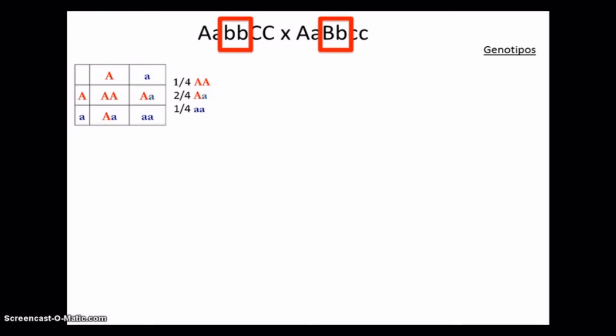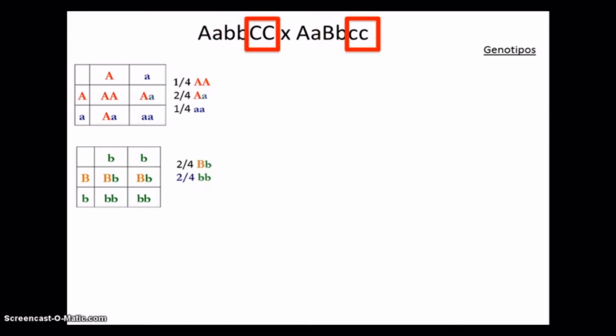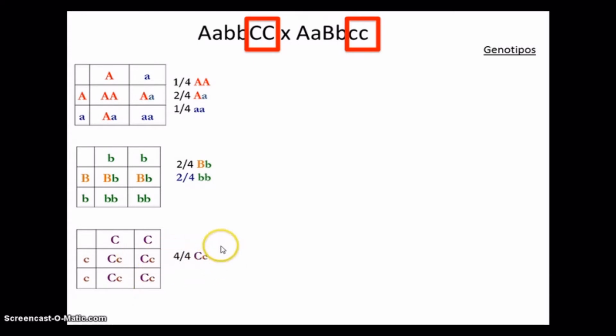Now let's consider the second gene, which is B. In the second gene, the first parent is small b, and the other one is heterozygote, capital B and small b. We prepare the Punnett square in exactly the same way. We will have 2/4 which are going to be capital B and small b, and 2/4 which are going to be homozygous recessive with small b. Now for the third gene, represented by C, the first one is capital C, which is being crossed with two recessive ones, and we see that the ratio of the heterozygotes is going to be 4/4. All of them are going to be capital C and small c.